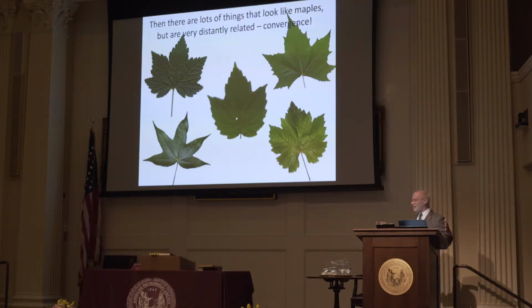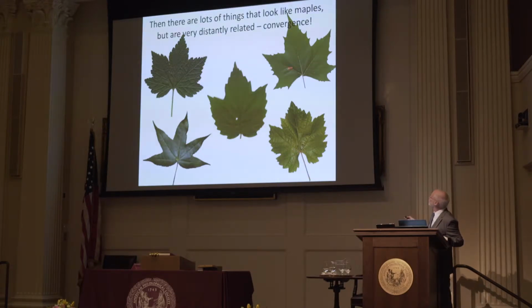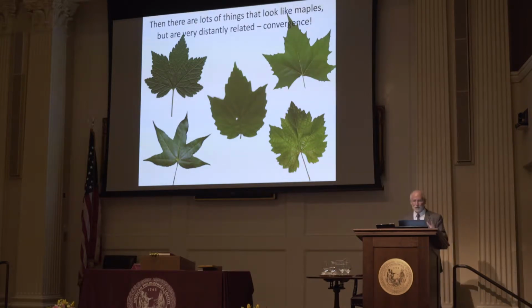So it turns out none of these are maples. That this is a grape. That's a sweet gum. That's a platanus. This is a viburnum. I'm going to return to viburnum in a little while because that's actually a group that I study quite a bit. So some of them have leaves that look like maples.